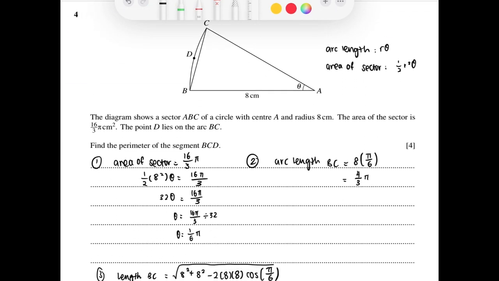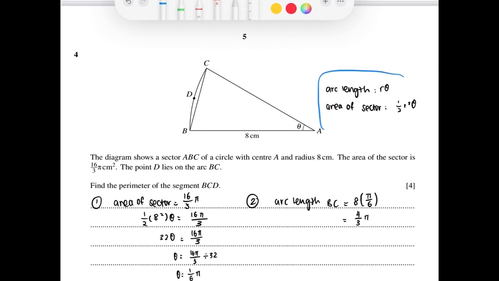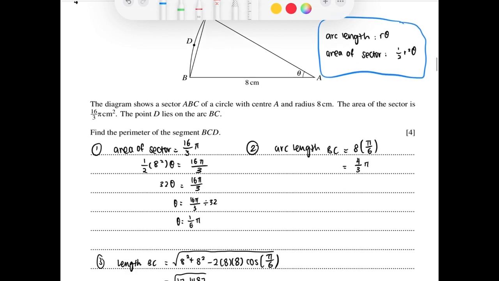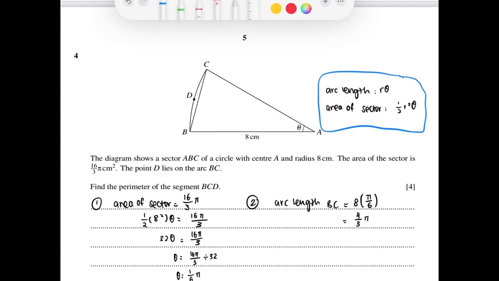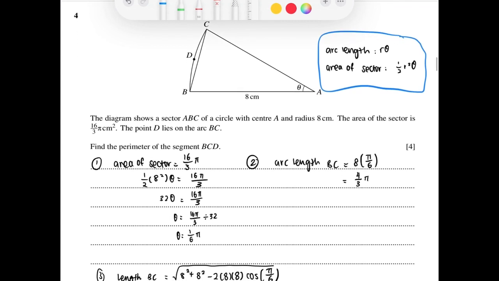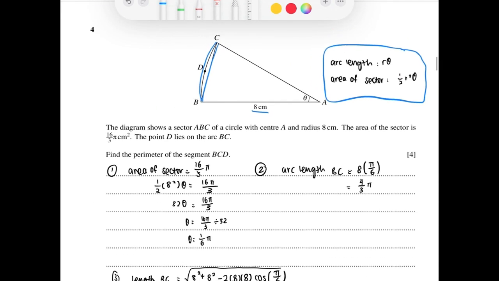So in the fourth question, we are asked a circle theorem question. You need to remember these two formulas. Most of the time they ask questions that involve using those two formulas. So we're asked to find the perimeter of the segment BCD. We know the radius is 8 cm, they've listed it here for us, and the area of the sector is 16π/3. So we're asked to find BCD, this sector over here.